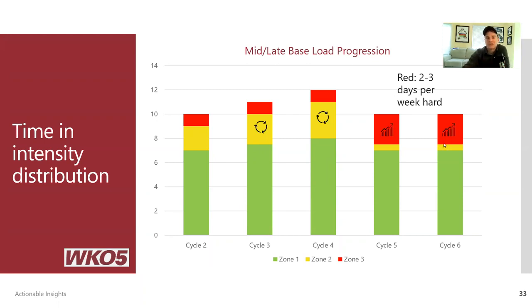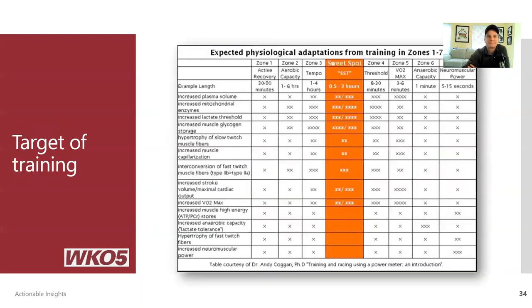But just that's 2 to 3 hard days a week. That's the polarized system in general. I manipulate it a little bit, as I'll show you. What am I targeting? I'm not going to get into this. I think Coggan's chart, this chart's out there. He really laid this out pretty well. There's other charts that could give it to you deeper maybe, or your own physiological knowledge.